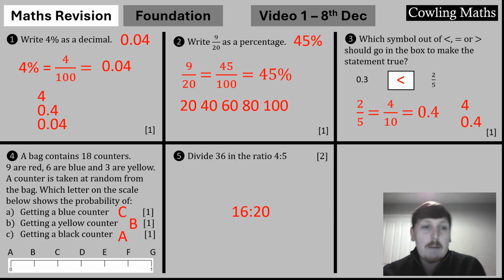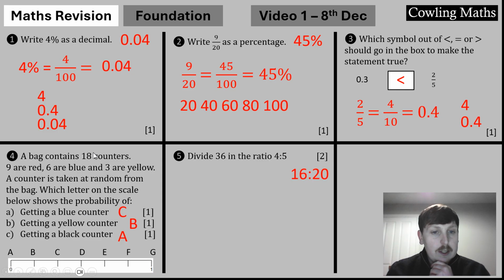It says, a bag contains 18 counters. There are 9 red, 6 blue, and 3 are yellow. A counter is taken at random from the bag. Which letter on the scale below shows the probability of? And first, we want to think about getting a blue counter. Well, I can see there are 6 blue counters, and there are 18 in total. So I'm going to start by writing 6 out of 18.